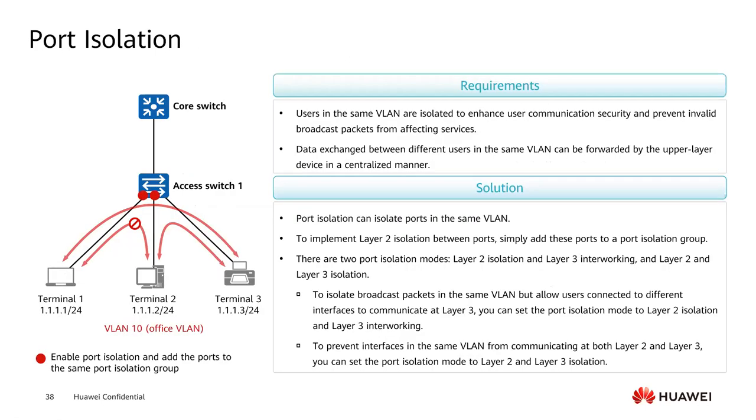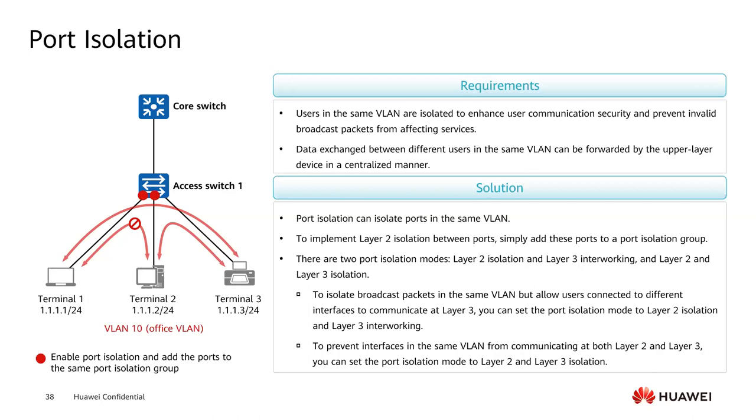Next is about network security technologies. The first one is port isolation. Sometimes we need to isolate the users, and we want to save VLAN resources. Then we can use port isolation. We can separate the users in the same VLAN. So the requirements will be satisfied if we use port isolation.